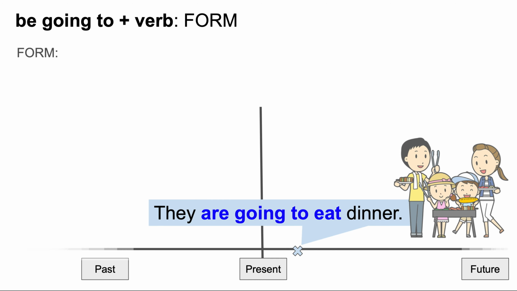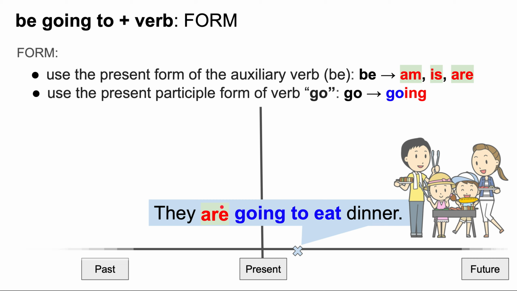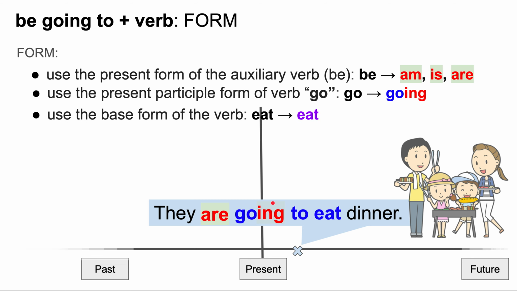Okay, so let's look now at the form of be going to plus verb. So, here's my sample sentence. They are going to eat dinner. First, we use the present form of the auxiliary verb be. So, again, am, is, are. Here, are is the be auxiliary. Next, we use the present participle form of the verb go. So, go, going. Okay. And lastly, we use the base form of the verb. So, eat, eat. No change.